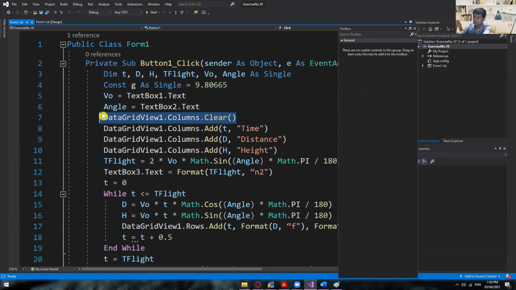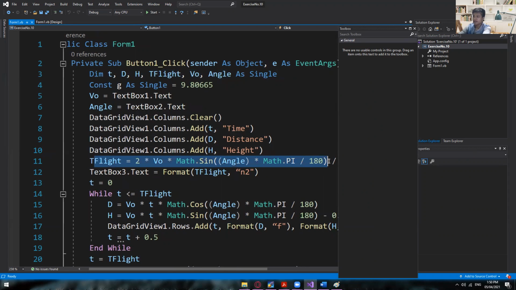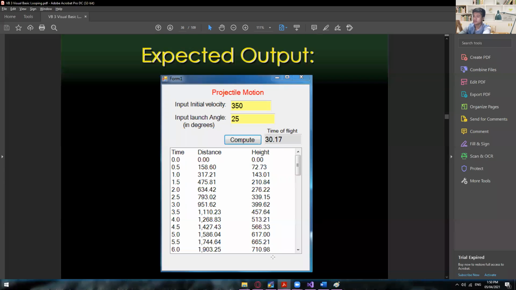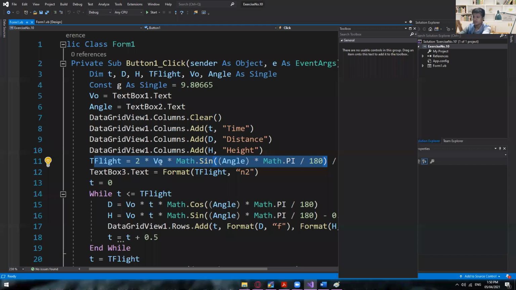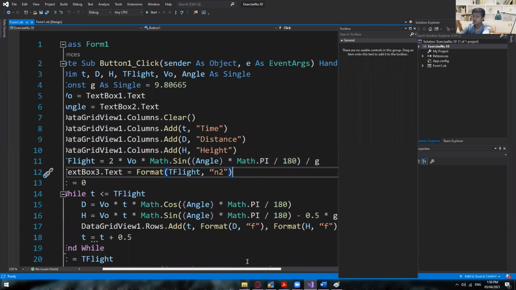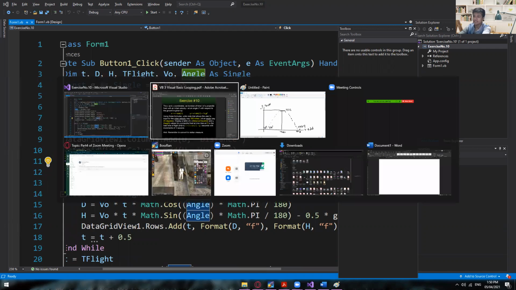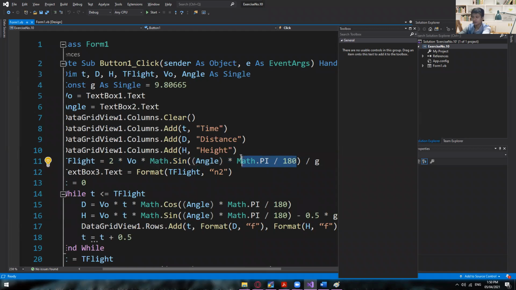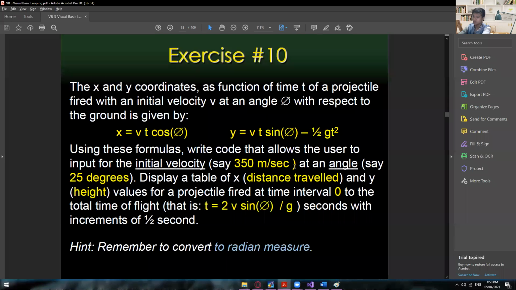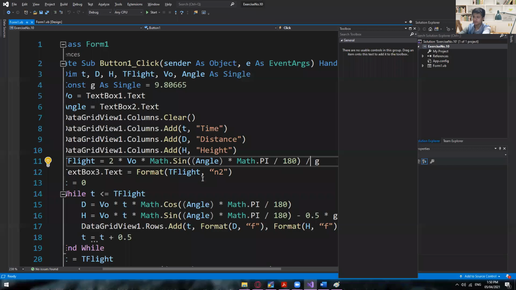And then we have this clear function right here, and then the headers, and their values down below, and then the computation for the t flight. So where did we get this one? This one came from this t flight right here: 2 times v times sine theta, where theta is the angle. And then we have to multiply this by Math.PI divided by 180, since by default this is in degrees, so we have to convert it into radians. We multiply it by Math.PI divided by 180, divided by g, which is this one.